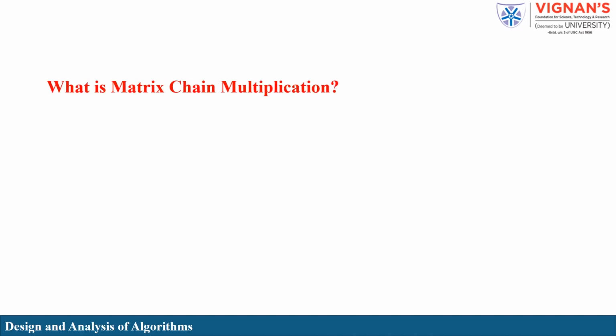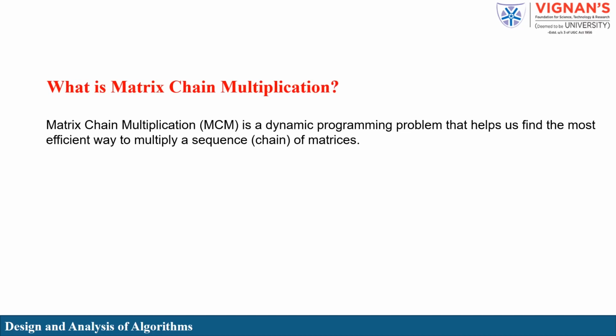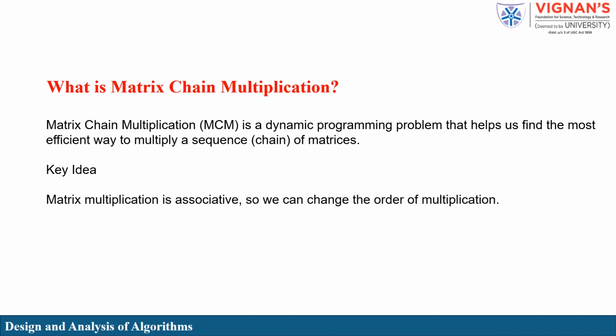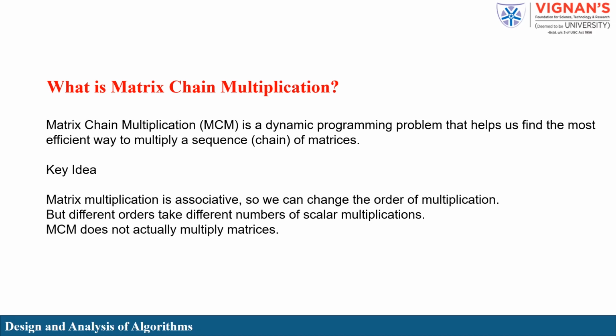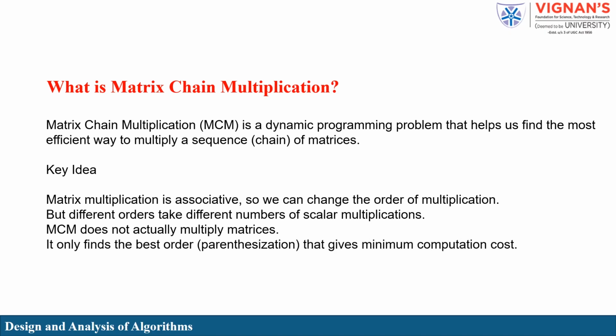What is matrix chain multiplication? Matrix chain multiplication, MCM, is a dynamic programming problem that helps us find the most efficient way to multiply a sequence of matrices. Key idea: matrix multiplication is associative, so we can change the order of multiplication. But different orders take different numbers of scalar multiplications. MCM does not actually multiply matrices. It only finds the best order, that is parenthesization, that gives minimum computation cost.